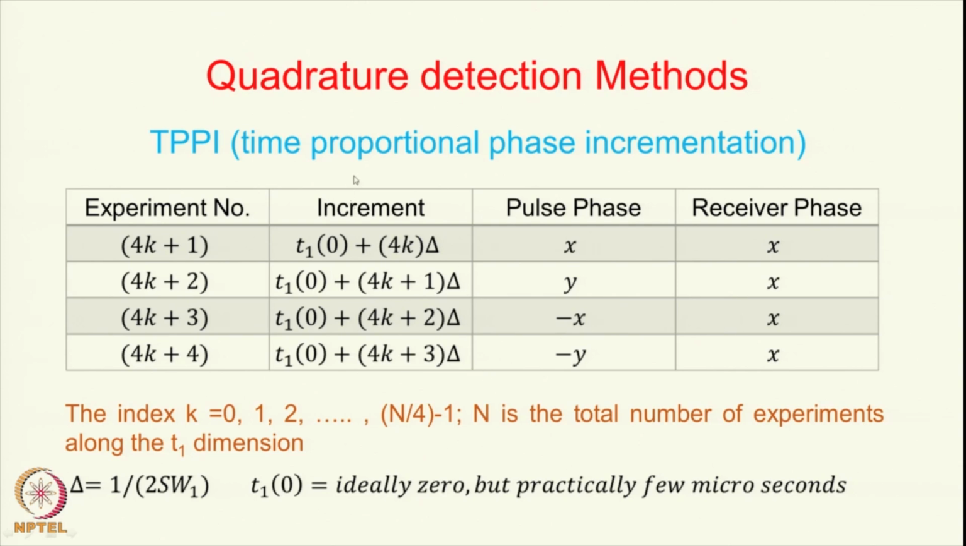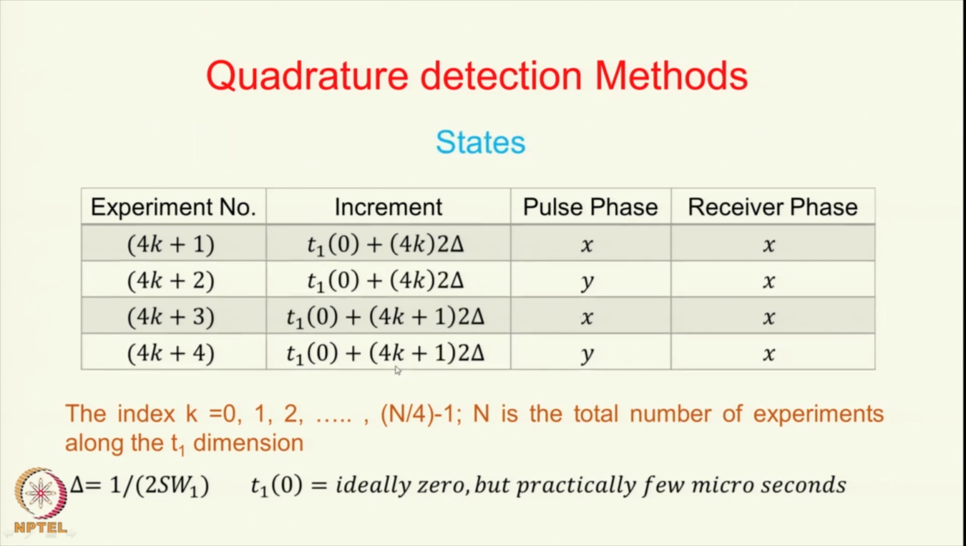We will not go into those theoretical details here, we will simply take it that with this sort of strategy we get over the problem of positive negative frequencies in the spectrum finally. Okay, this is the first method. Then you have the second method called the States method. Once again here you group the number of experiments into groups of 4. If you are doing n experiments, you divide them by 4, so you have n by 4 minus 1, where k is the index which runs through these groups.